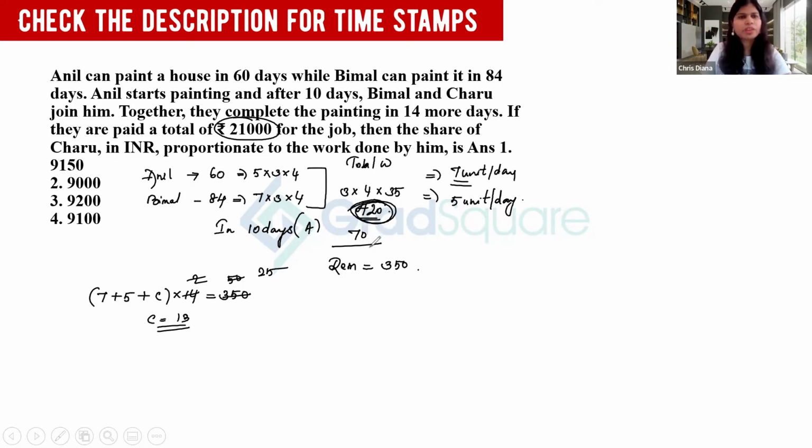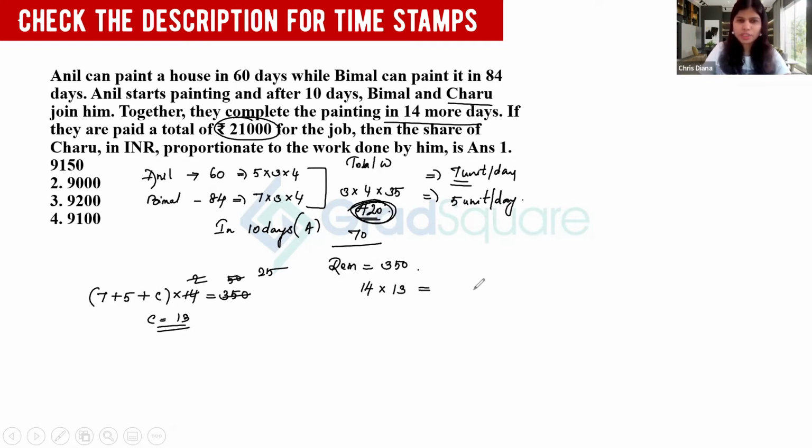I need to check how many units of work Charu has done. Charu has worked for how many days? Only for 14 days, right? Charu came and worked for 14 days only. So his per day work is going to be 13 units, right? So the total amount of work that he does is going to be 14 into 13. So how much does this give you? 13 into 14.